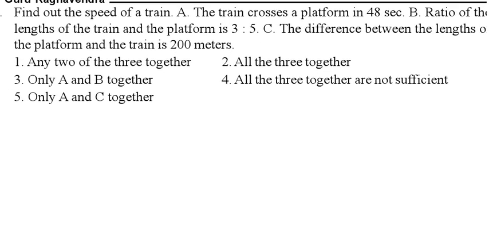Find out the speed of train A. We have to find the speed of the train. So speed is equal to distance by time. So by using these statements, we are going to get the answer.